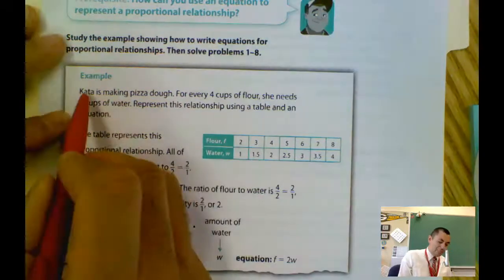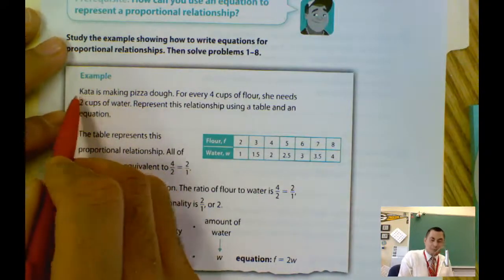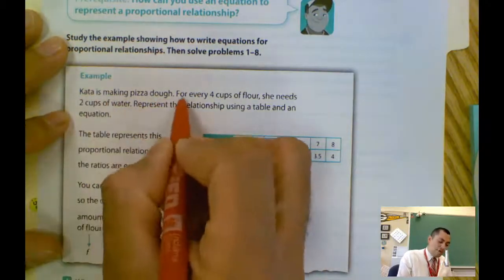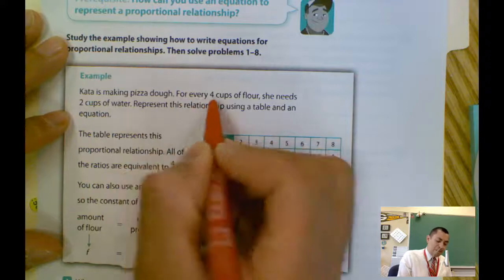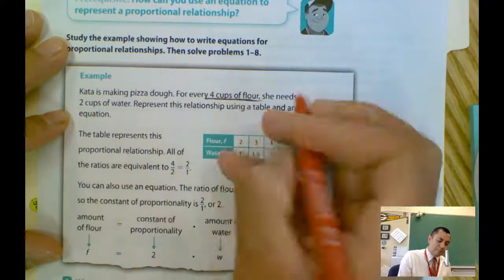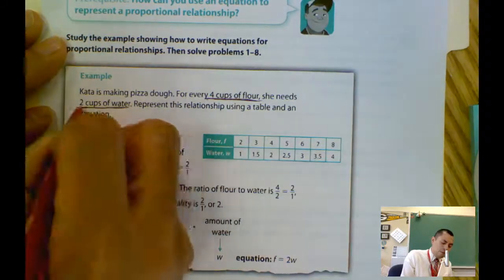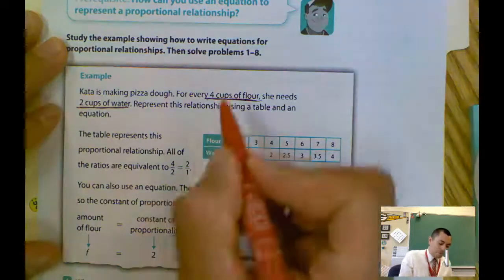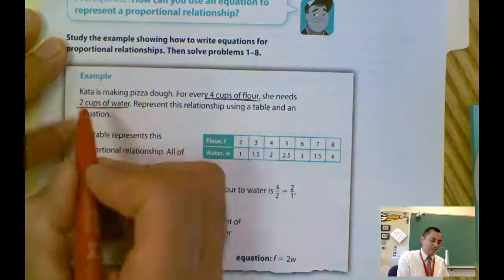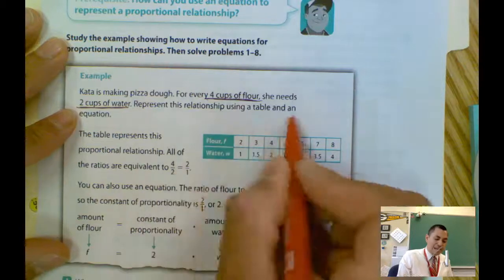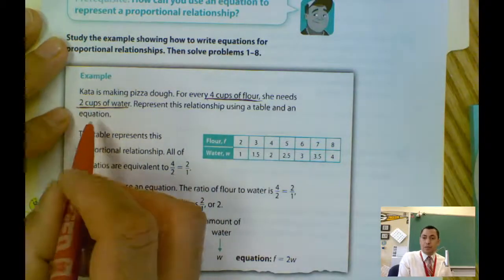So in this case, I have an example. Kata is making pizza dough. For example, for every 4 cups of flour, she needs 2 cups of water. Okay, I'm underlining because that's important information. For every 4 cups of flour, she needs 2 cups of water. Represent this relationship using a table and an equation.